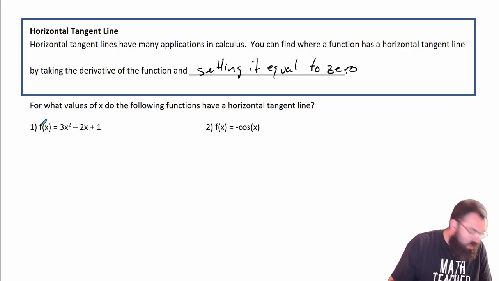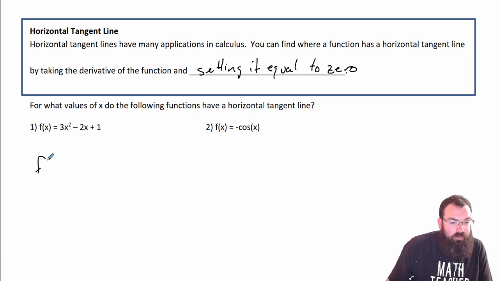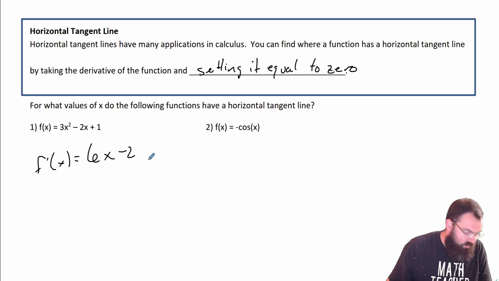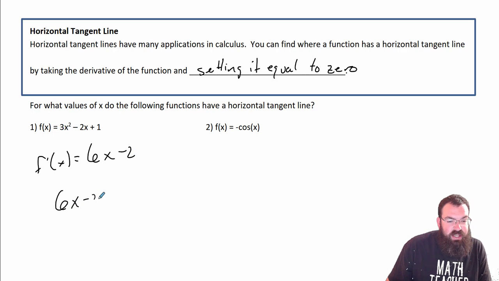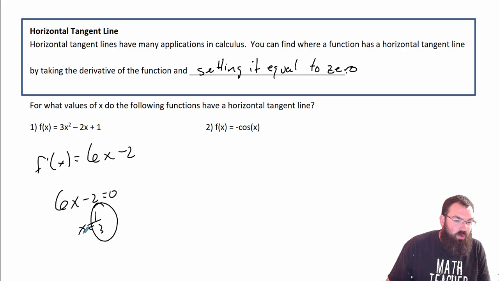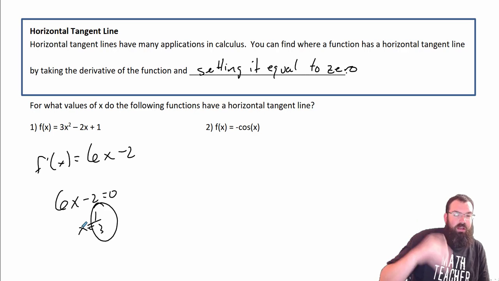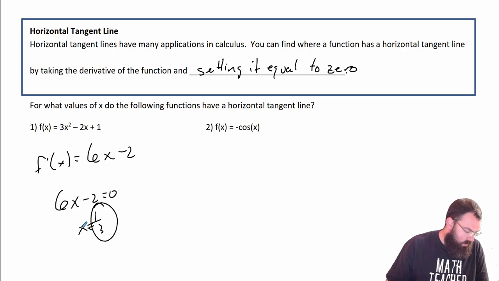So in this case, I'm going to take the derivative, so f prime is equal to 6x minus 2. I'm going to take that then and set it equal to 0. And I'm going to solve. I'm not going to do much of the work, and that's 1/3. So x is equal to 1/3. So that means at the value x is equal to 1/3, there is a horizontal tangent line.